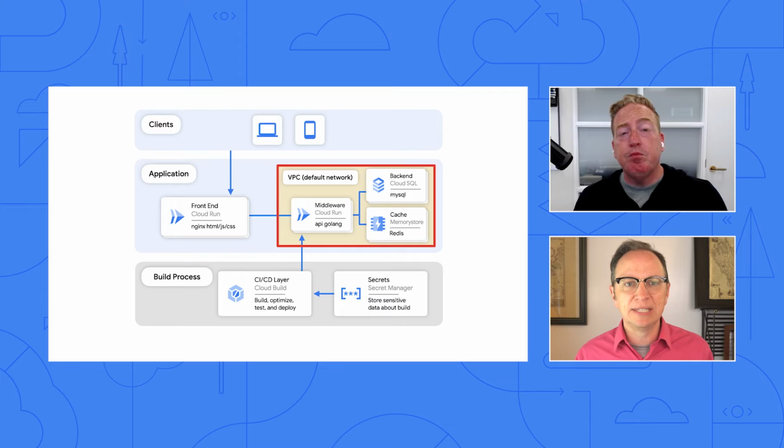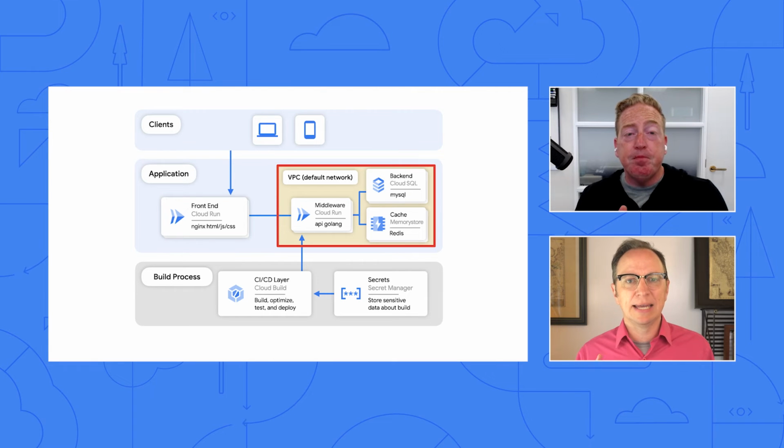Okay, tell me about this yellow box here titled VPC. That's the virtual private cloud for this project. The MySQL database and Redis cache should not be reachable from the public internet. We protect them by putting them in a VPC. The middleware that I wrote in Go sits in between. It can be reached from the public internet, and it can also connect to the database and cache on the VPC using a tool called Serverless VPC Access, which we also configure in this project.